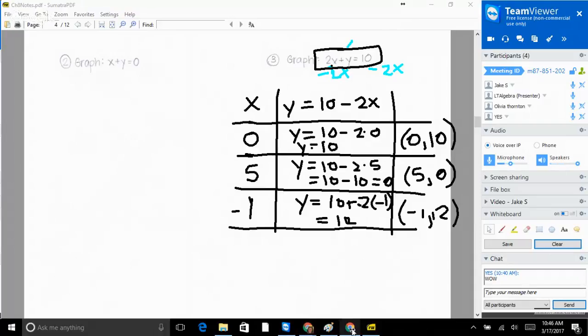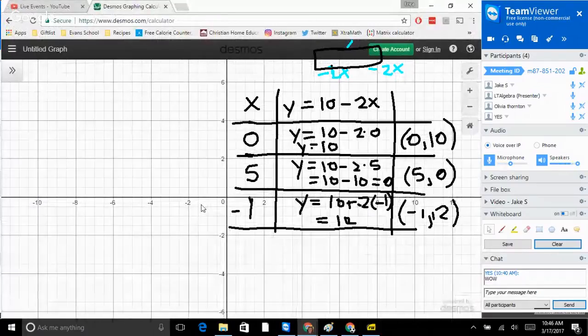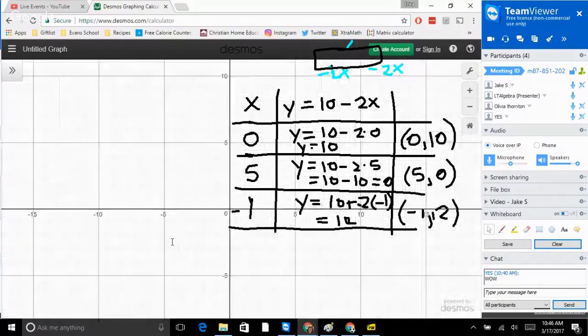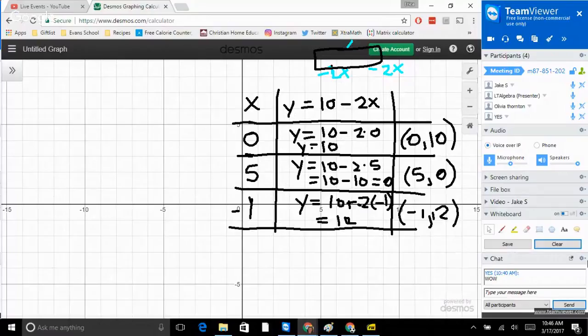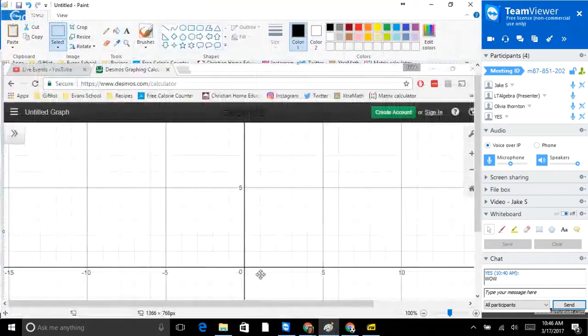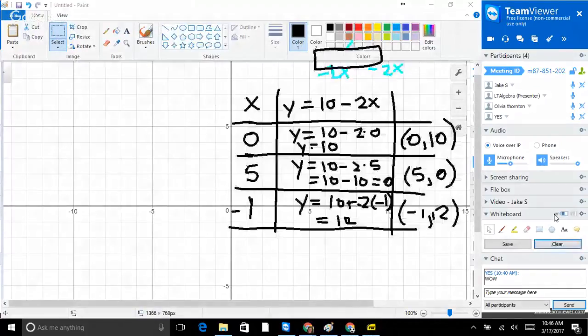So now what are we going to do? We're going to graph it, and I'm going to kind of cheat here. My graph paper here. I kind of cheated in getting my graph paper, right? And let me turn my whiteboard back on.